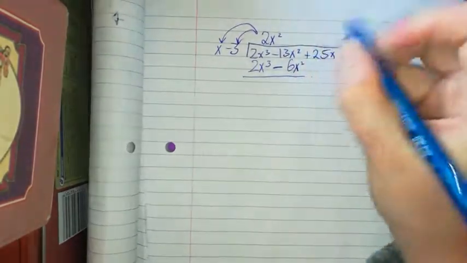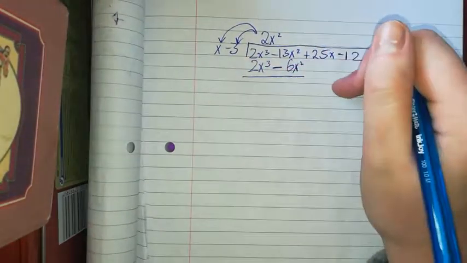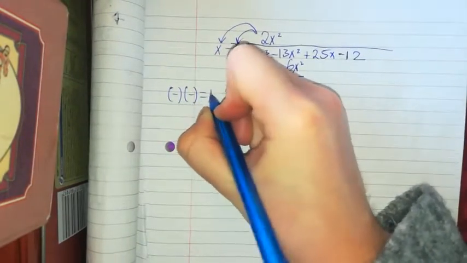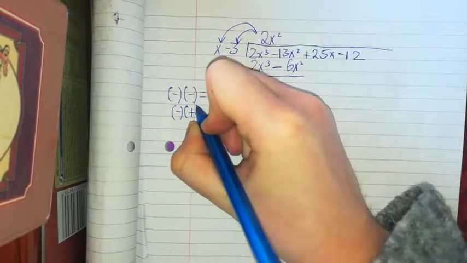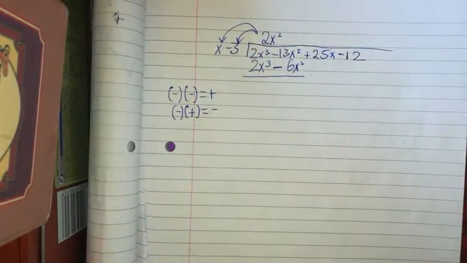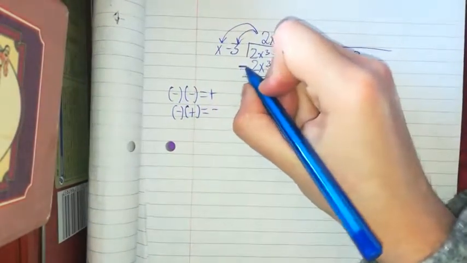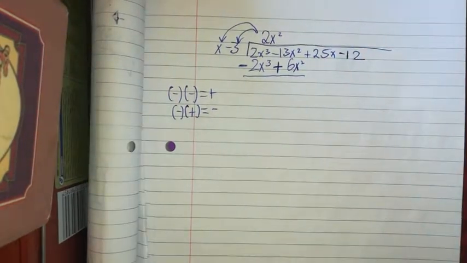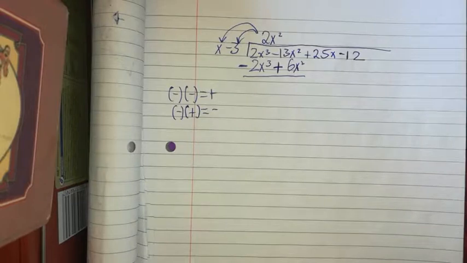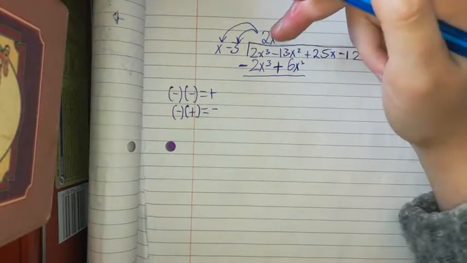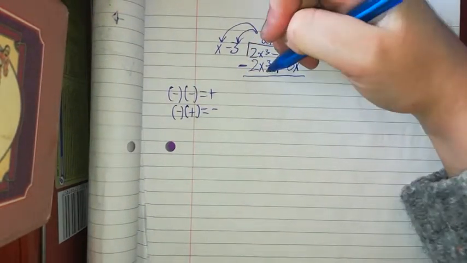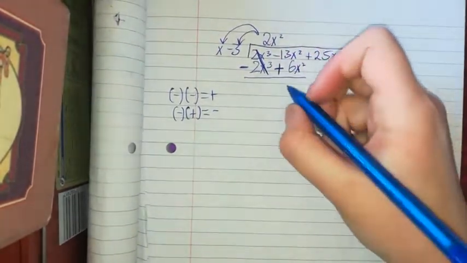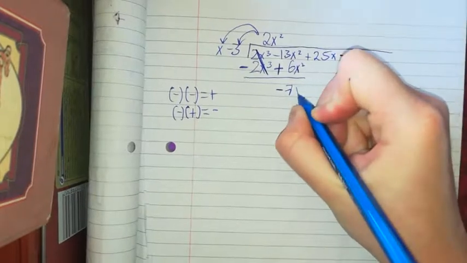Then I have to subtract my bottom line. If I multiply a minus by a minus, it becomes a plus, and a minus by a plus becomes a minus, so basically I'm just changing the signs. So that becomes a minus, that becomes a plus. Then 2x cubed minus 2x cubed cancels, and minus 13x squared plus 6x squared is minus 7x squared.